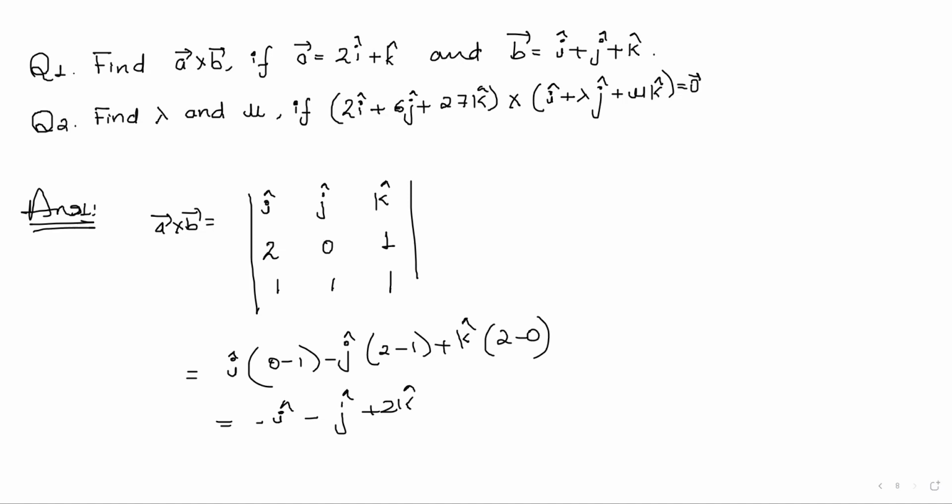Rifat, lambda is correct. It is 3. It should be 27 by 2. Nu should be 27 by 2. Please check this, Rifat.